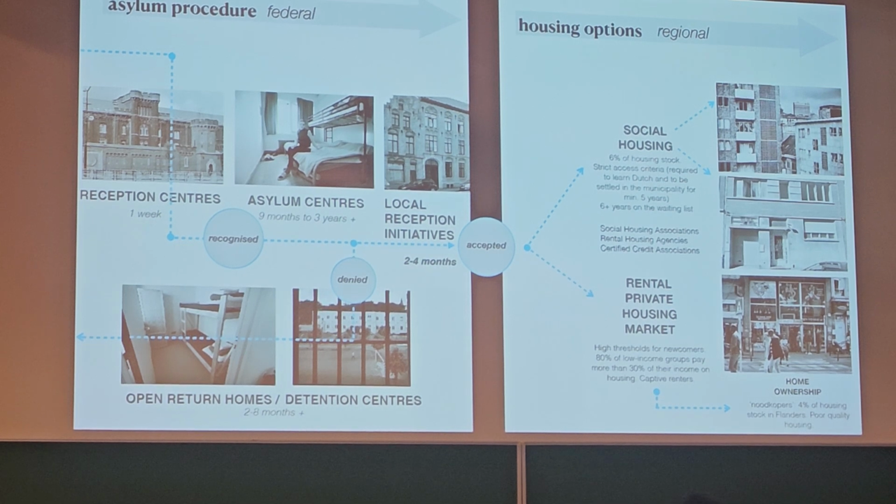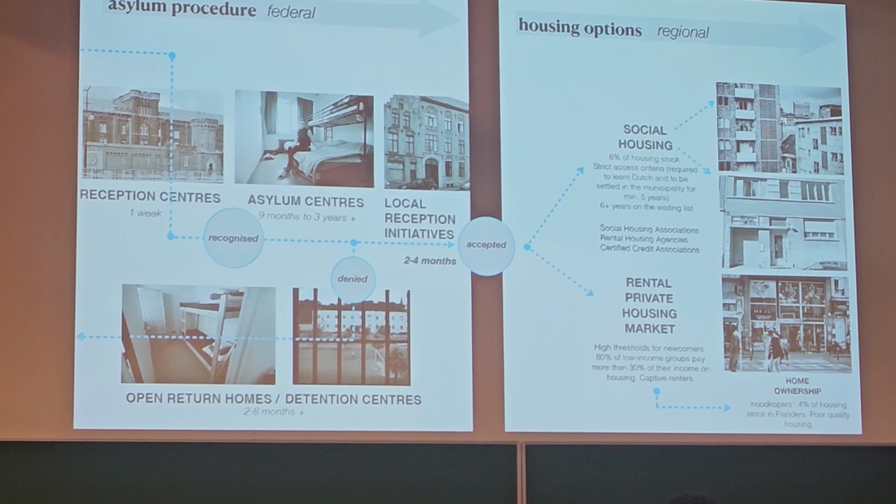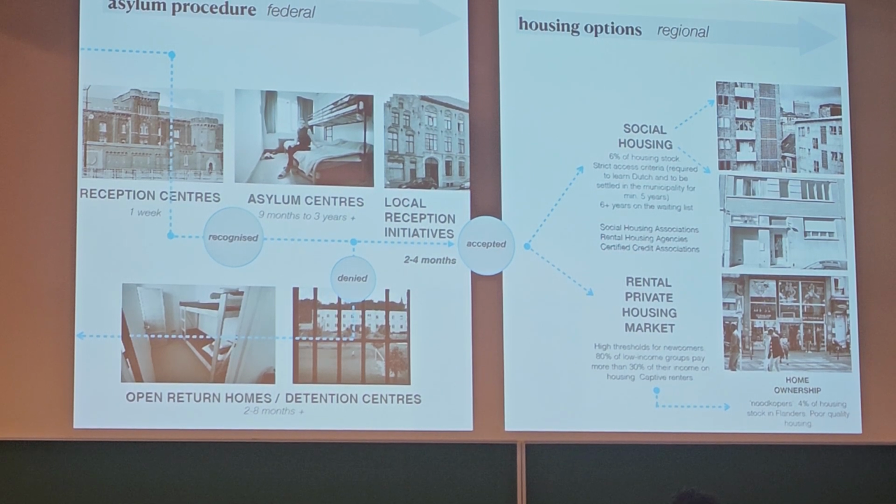On the other hand, there is the private rental housing market, which also has high thresholds for newcomers. And so 80% of low-income groups pay more than 30% of their income in housing for rent, and that's highly problematic in the sense that people spend a lot of money just to house themselves, and particularly low-income groups, that percentage within their total income is higher. And so it's still very hard to transition into a housing market, but you're pushed into it. So this was the starting point for the research.